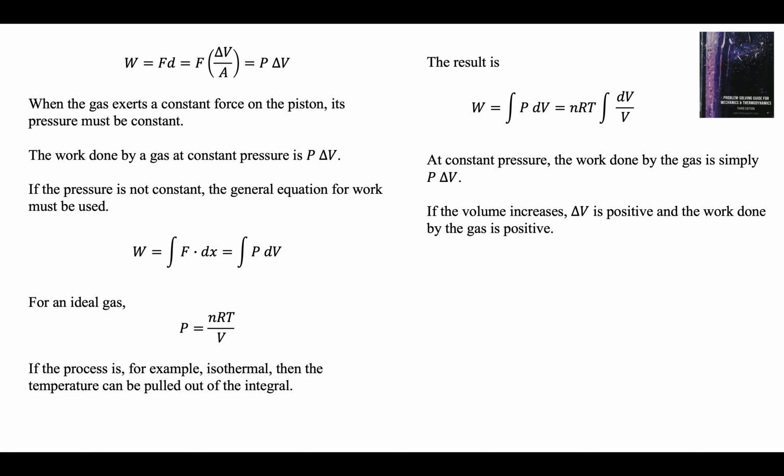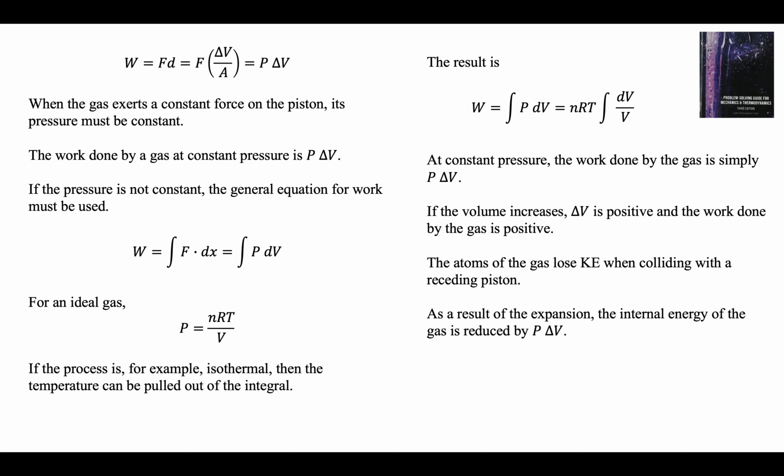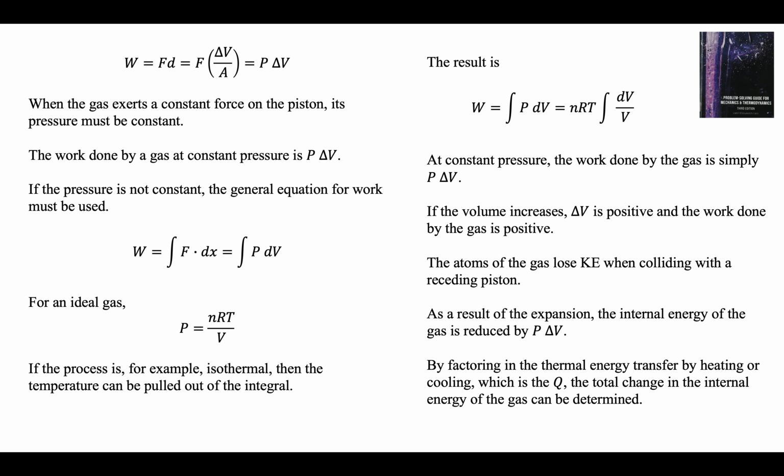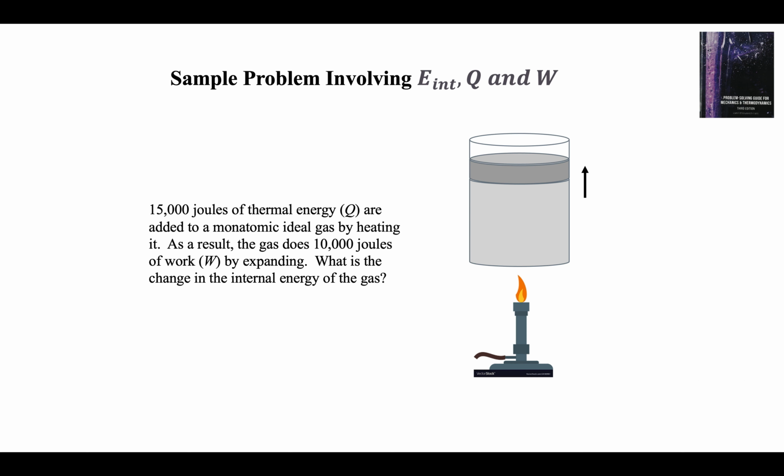If the volume increases, delta V is positive. The work done by the gas is positive. The gas is pushing in the direction the piston is moving. The atoms of the gas lose kinetic energy when colliding with the receding piston. So as a result of the expansion, the internal energy of the gas drops by P delta V. The work done is P delta V. That's why it has a minus sign in the internal energy equation. Then we add in the Q. Now we can get the total change in internal energy of the gas.